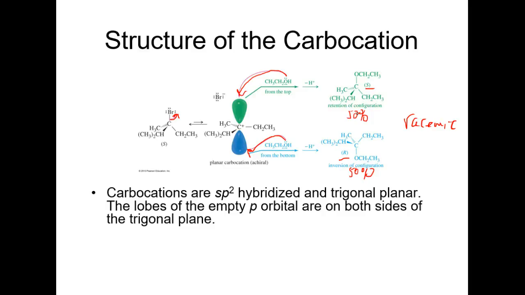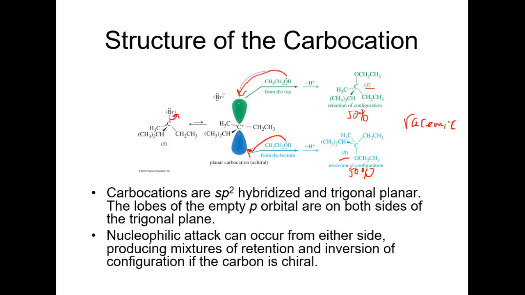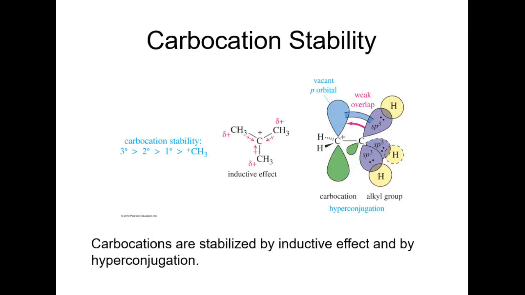Okay, so carbocations are sp2 hybridized and trigonal planar. The lobes of the empty p orbital are on both sides. The nucleophile can attack from either side, producing mixtures of retention and inversion of the configuration. All right, so you lose all the chirality.